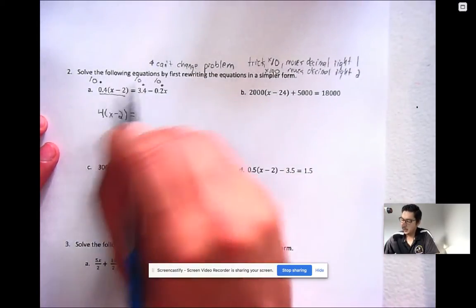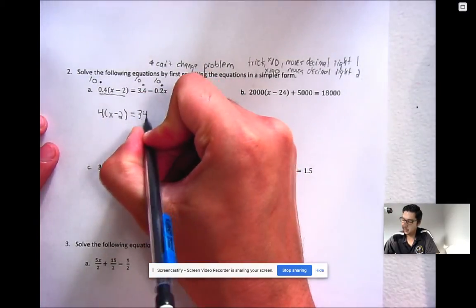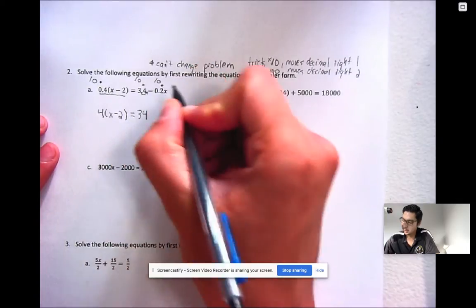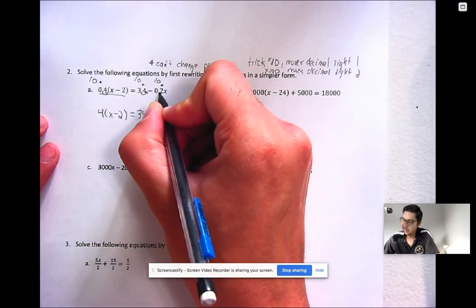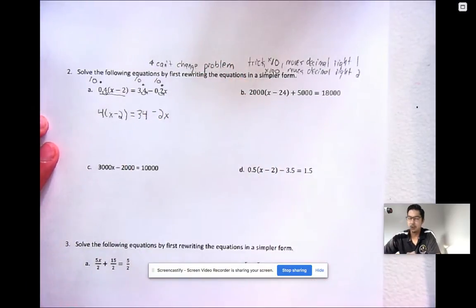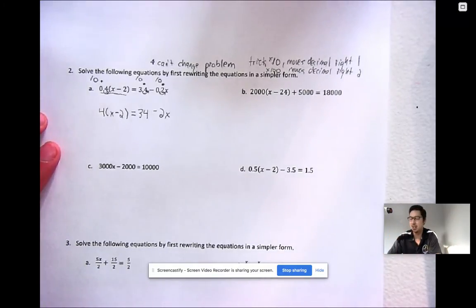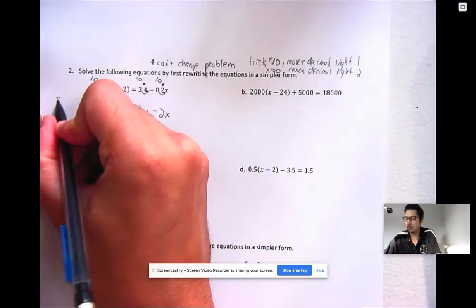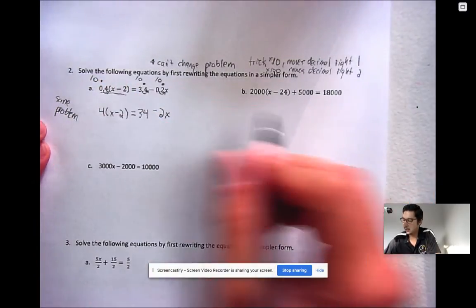So if we come back to A, I did 10 times all of this. 10 times 3.4 is going to make that 34, because that's going to move 1 to the right. And then if we do 10 times negative 0.2, that'll just move that 1 to the right, so you get negative 2x. And notice it's the same problem, just a bigger version of it. This is a problem that's 10 times the size, but it's still the same problem, right? So we keep going through this, and now we can solve it as is.